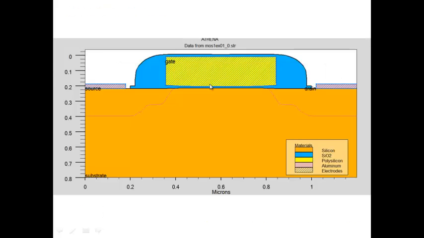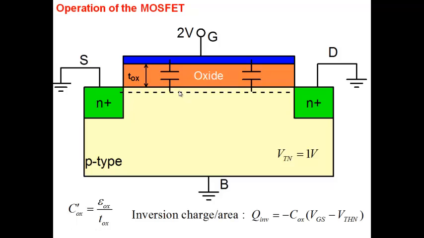All right, so let's come back. We have seen the structure, we have seen N-type and P-type MOSFETs. Let's look into the operation in a little bit more detail. So what we have now is an N-channel MOSFET. So we have N plus source and drain, P-type here.